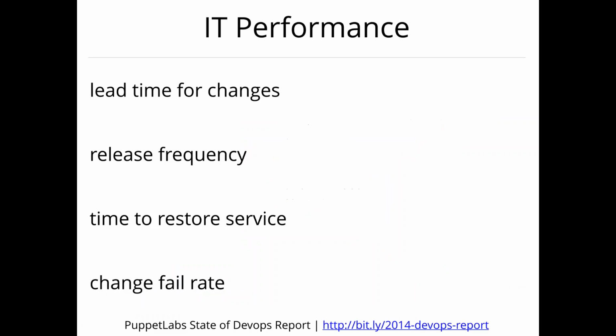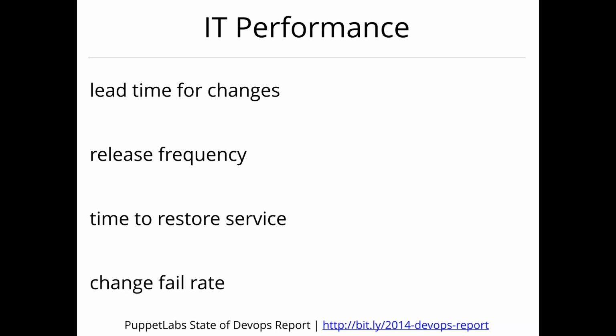The second thing we did is we found a statistically valid way of modeling IT performance. And the way we model IT performance in the study is we looked at 2 throughput measures, which is lead time for changes going through the value stream, and then release frequency, and then 2 stability measures, time to restore service in the event of a failure or degradation of service, and then also change fail rate, which is when you push a change out to production, what percentage of the time does it either fail or does it require an emergency fix?